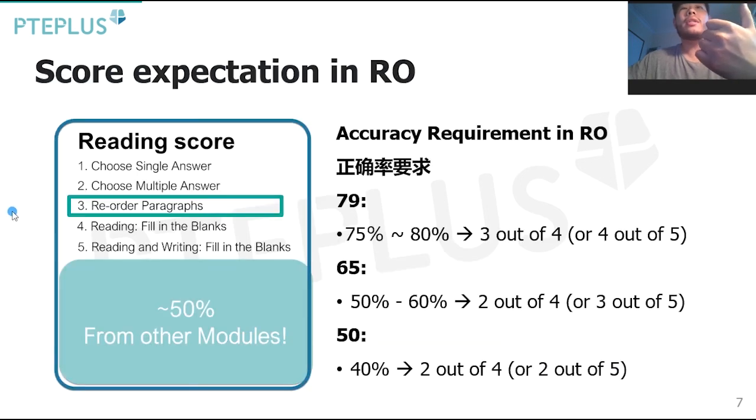Okay. So our score expectation in reorder paragraphs on its own is that if you want 79, we want you to have around about 3 out of 4. So that's 75 to 80% accuracy rate, or 4 out of 5. If you're looking at 65, we want you to have around 50 to 60% accuracy rate. So that's 2 out of 4 or 3 out of 5. If you're looking at 50, we want you to have 40% accuracy rate. So about 2 out of 4 or 2 out of 5. Depending on how many paragraphs there are.